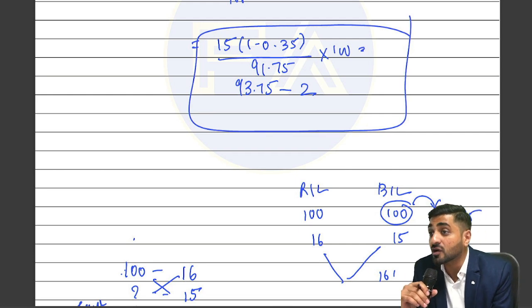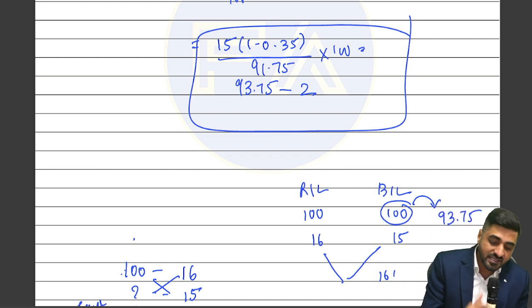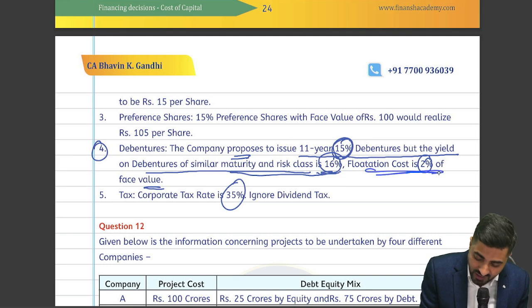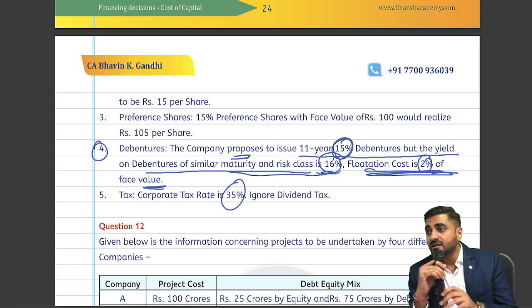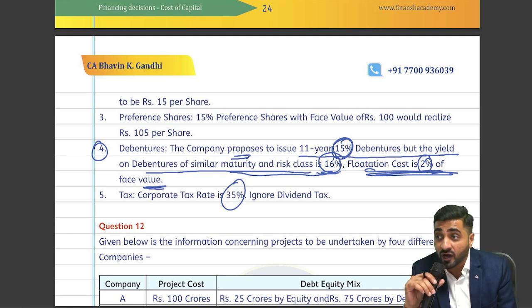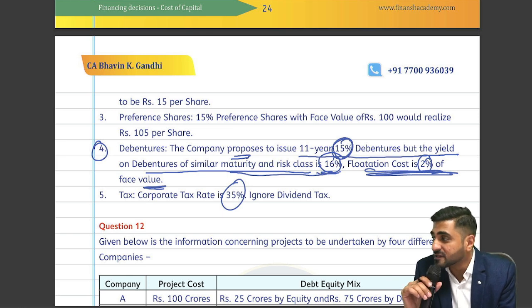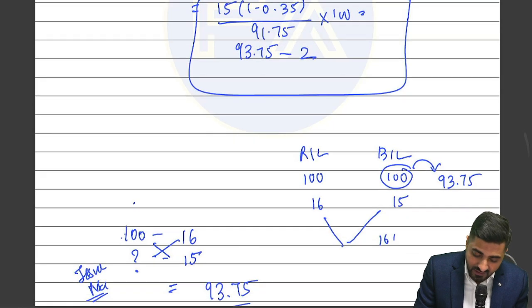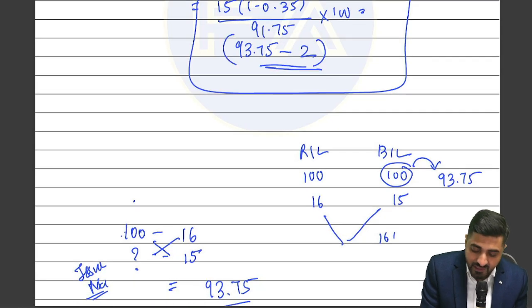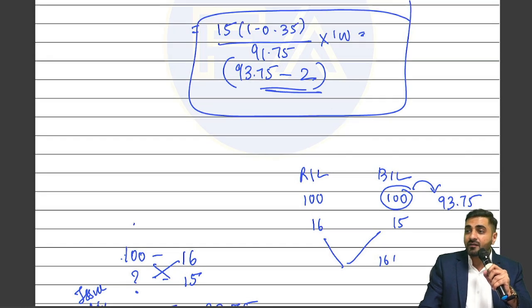That adjustment, was there any 2% flotation cost also? Come on, yes or no? Yes. And that 2% is on face value. So what's the face value? The face value is 100. So how much flotation cost do I have to pay? 2 rupees. Don't you think my net proceeds will now become what, beta? 93.75 minus 2. And that will give the answer.